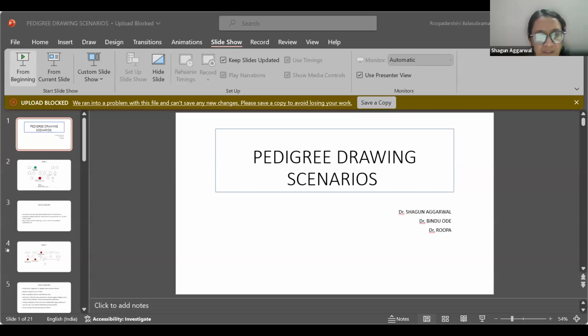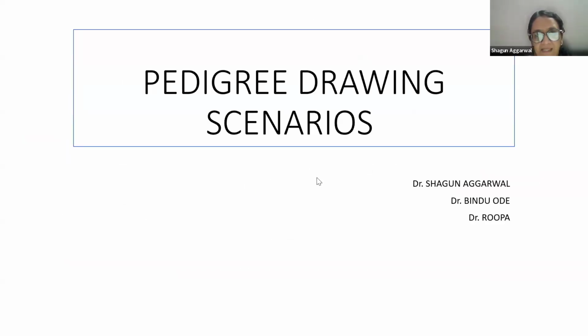Okay, so before we begin, the purpose of this session is to take you through some actual cases and draw the pedigree step by step. And then we are going to see how by drawing those pedigrees, the clinical scenario changes, or it gives us very important clues, and that guides us as to how to move forward with that particular case.